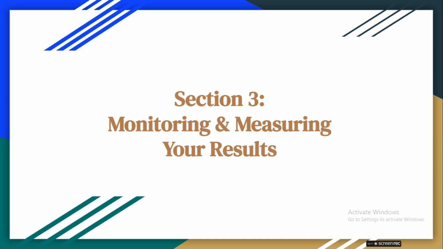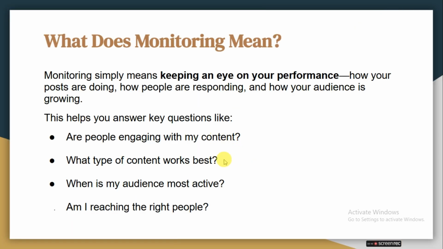In this section, we'll explore what metrics to look at, how to track them easily, what the numbers actually mean, and how to use those insights to improve. What does monitoring mean? Monitoring simply means keeping an eye on your performance: how your posts are doing, how people are responding, and how your audience is growing. This helps you answer key questions like: Are people engaging with my content? What type of content works best? When is my audience most active? Am I reaching the right people?